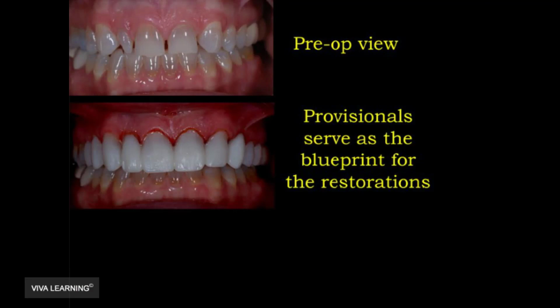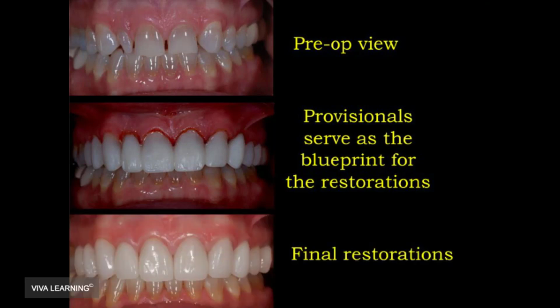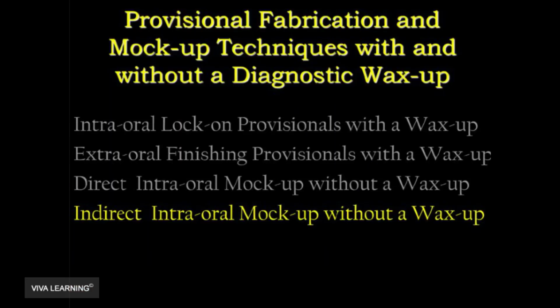So here's our pre-op view. Here's our provisionals, which are going to serve as the blueprint for the final, and it's going to tell the laboratory exactly what we need after patient acceptance. And then here are the final restorations that were made from the impression and pictures that they got of the provisional restorations. The next technique we're going to look at is the indirect intra-oral mock-up without a wax-up.